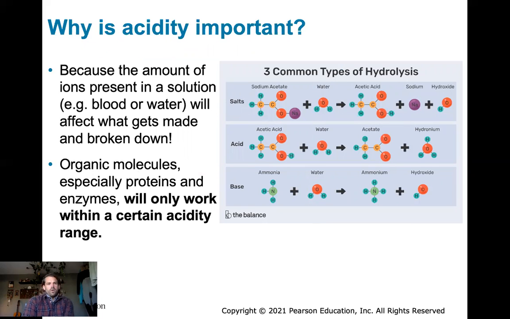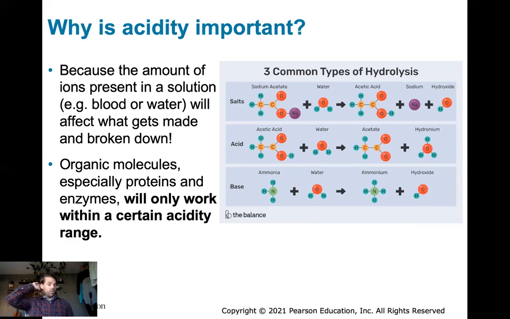So why is acidity important? Because the amount of ions present in a solution, like blood or water in your body, will affect what gets made and broken down. We already talked about ions in the context of radiation, starting to interact potentially negatively in that case. But ions want to interact with things. Those positive or negative charges want to find configurations with other oppositely charged stuff. And that's what chemical reactions are.